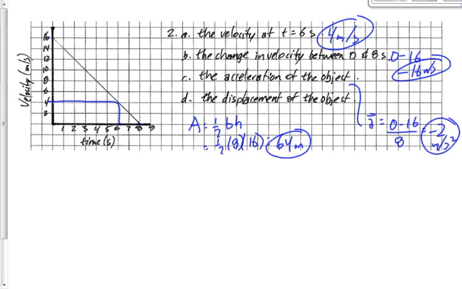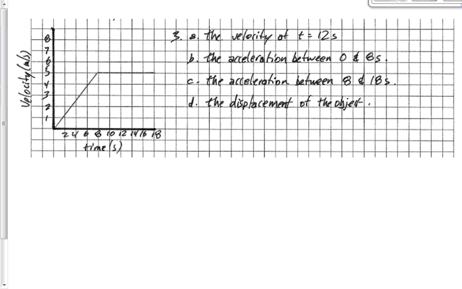I could have asked you, didn't, but I could have asked you for the average velocity. What would you have done to find the average velocity? Displacement over time, right? 64 divided by 8, which would have been 8 meters per second. Okay, let's take a look at question number 3, and then we'll leave you with the other 2 for homework tonight if you haven't finished them already here.